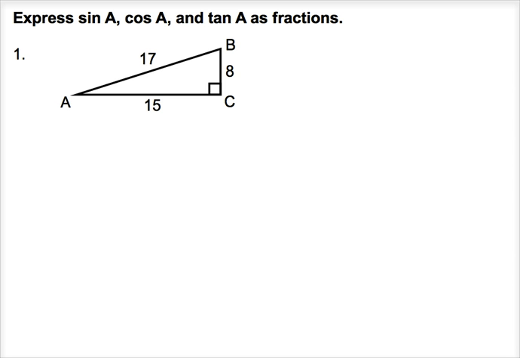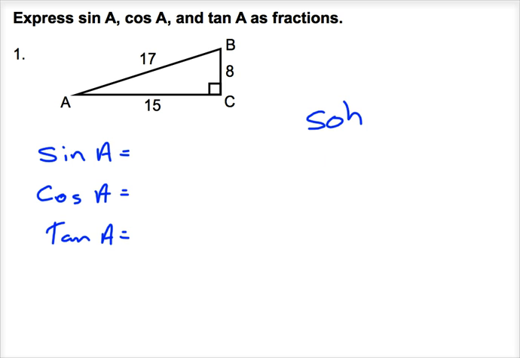So express the sine of A, the cosine of A, and the tangent of A as fractions. I'm just going to write my phrase SOHCAHTOA. All of these are relating to angle A. If I'm going for the sine, I remember sine is opposite over hypotenuse. So opposite is 8 over the hypotenuse, which we know is always going to be up at the top, is 8 over 17, and 8 over 17 doesn't reduce, so that's it.